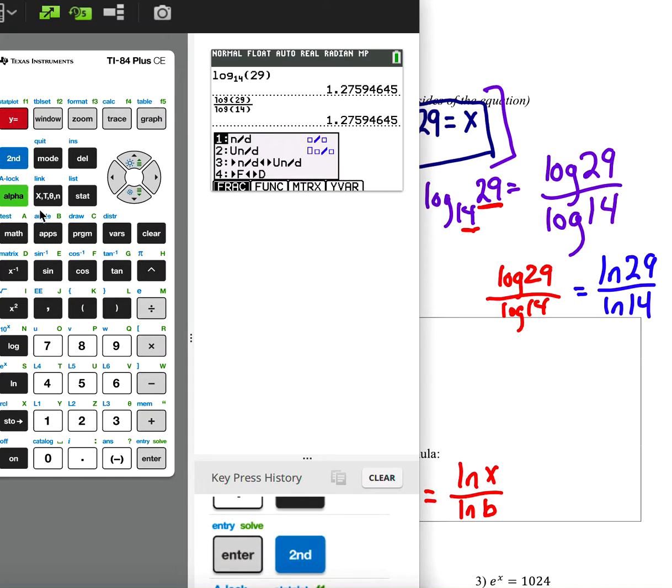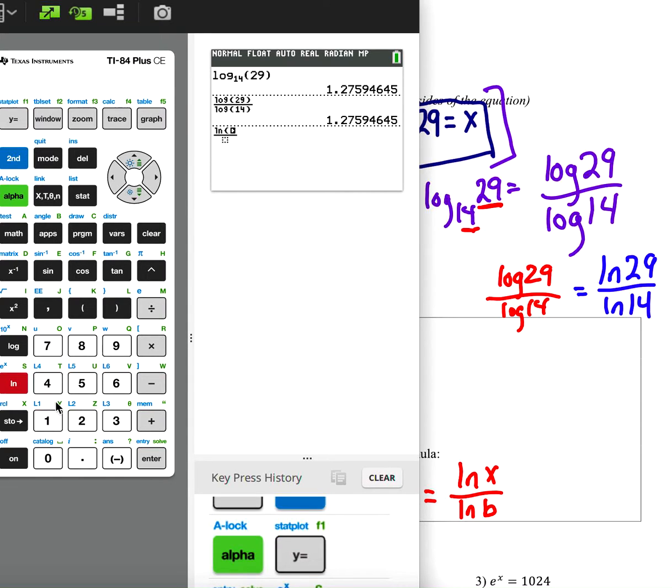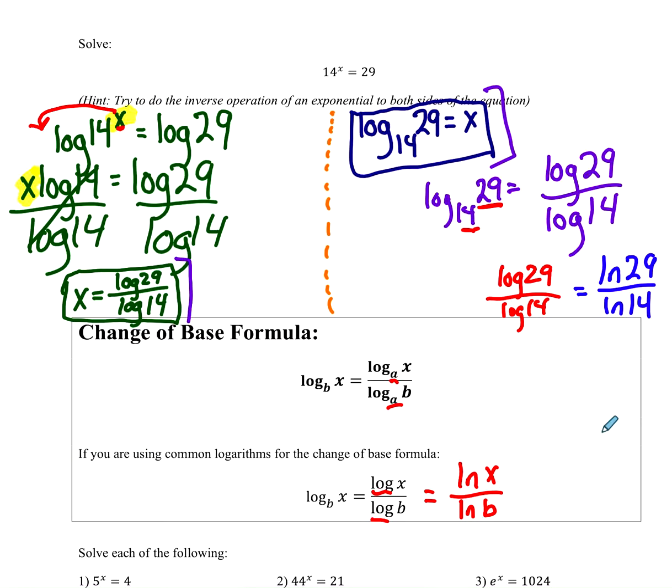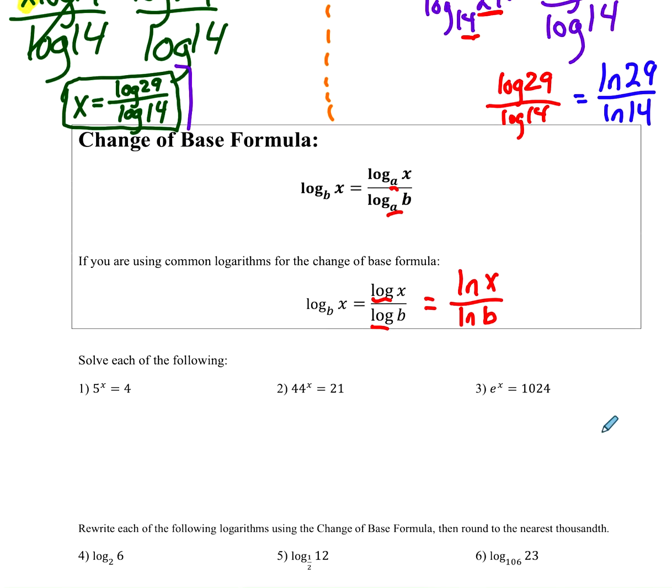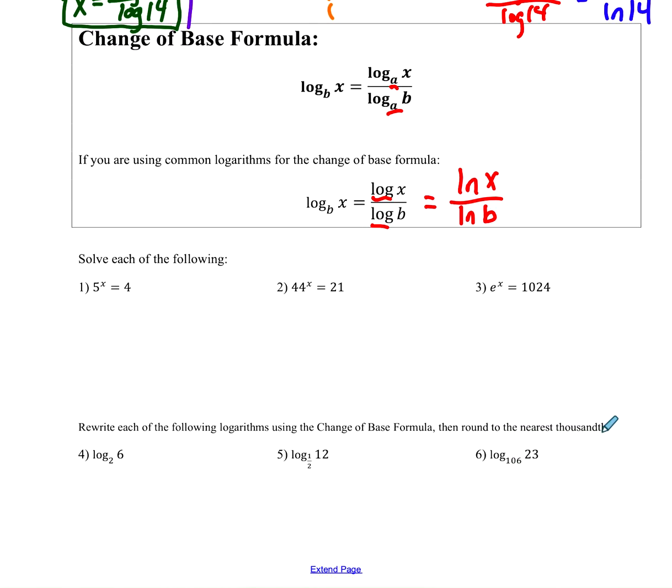Let's do ln of 29 over ln of 14, and you'll see we'll get the same exact thing. So you could really do any log as long as it has the same base for the change of base formula. I just want you guys to use that and do 1, 2, 3, 4, 5, and 6.